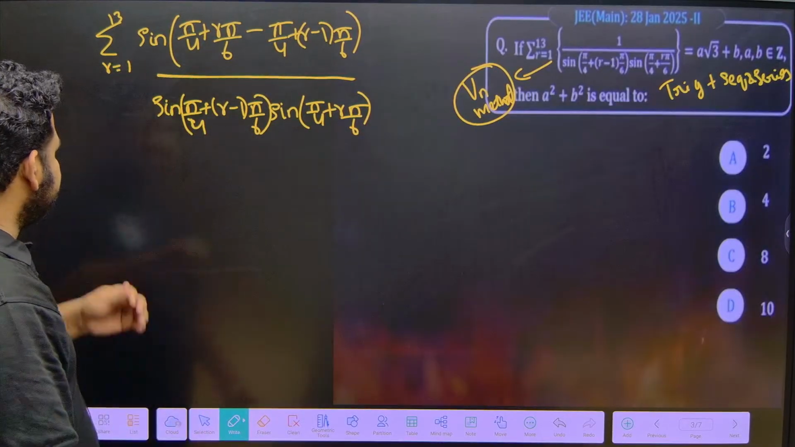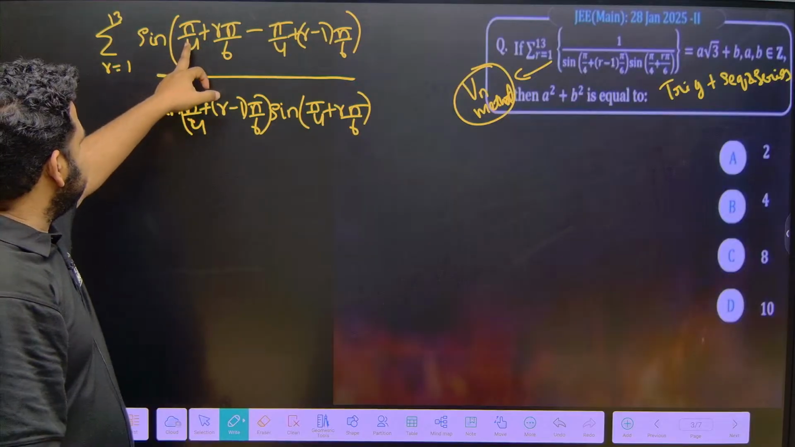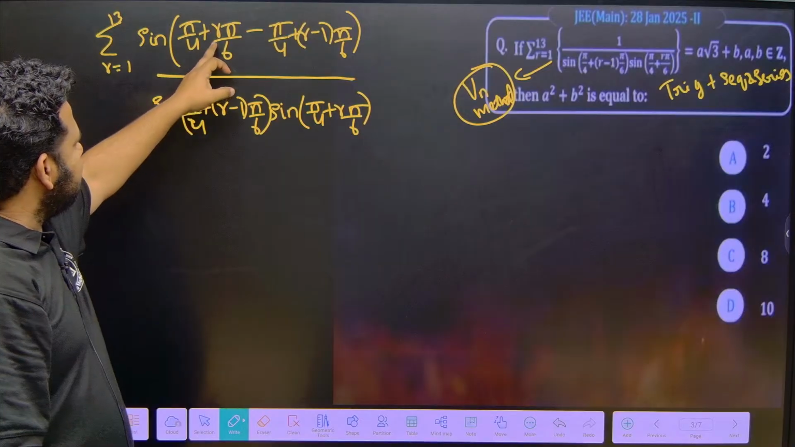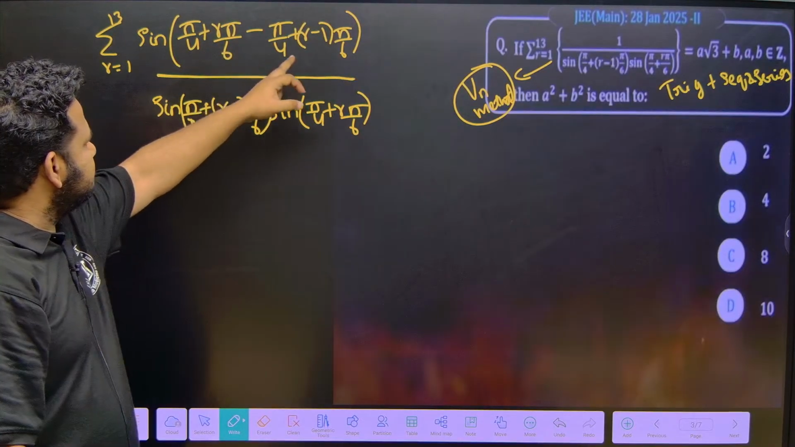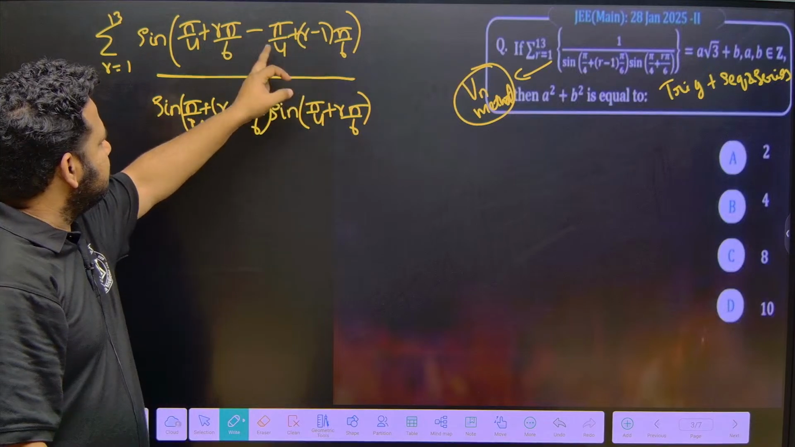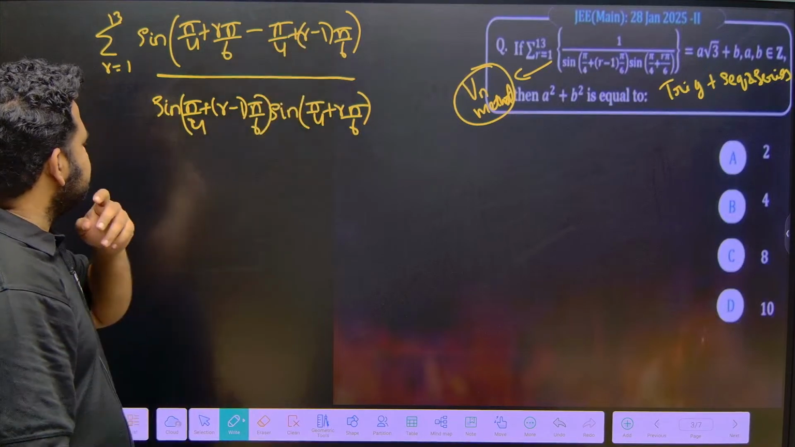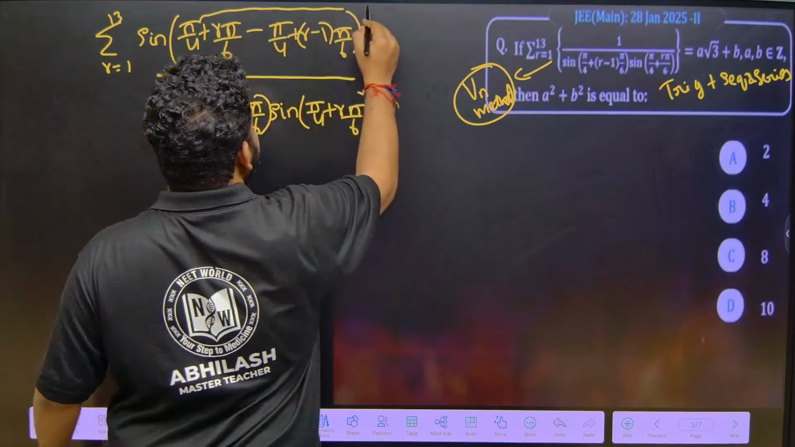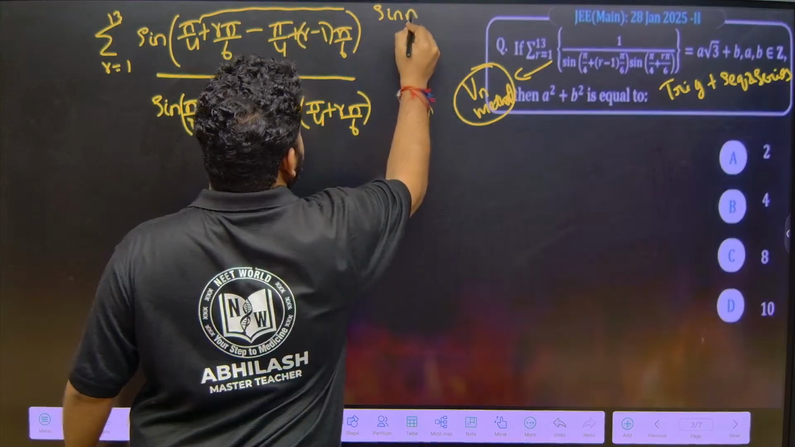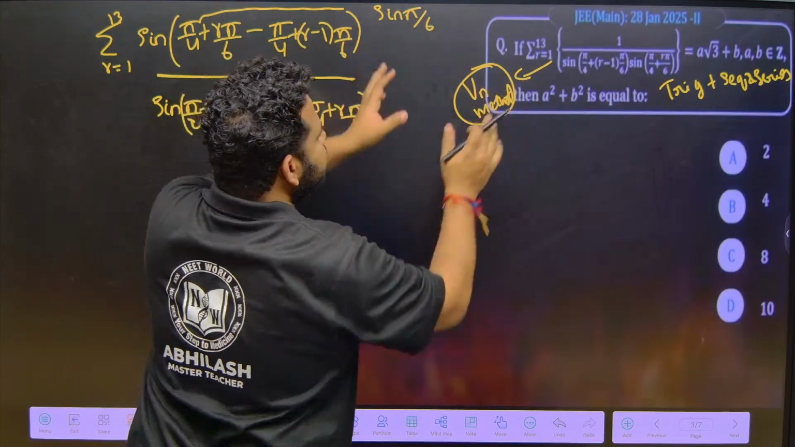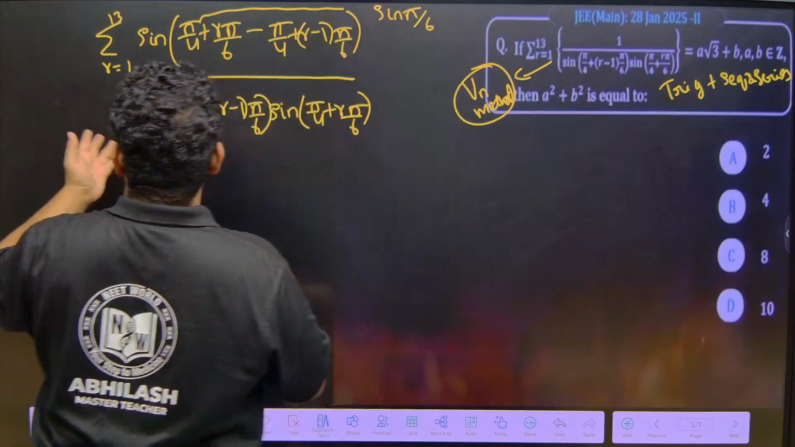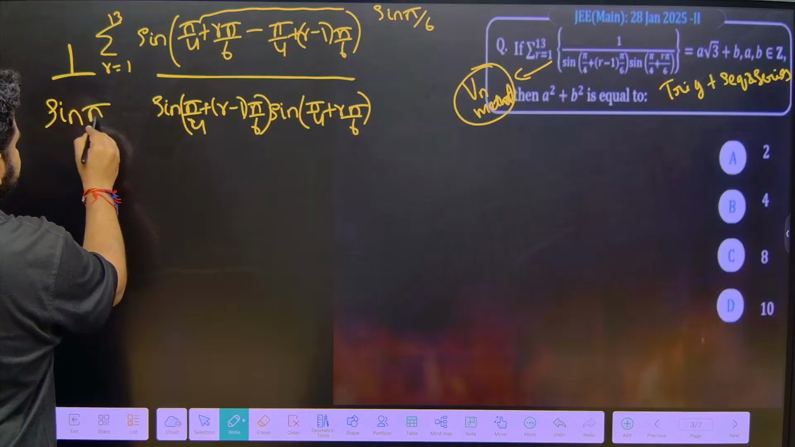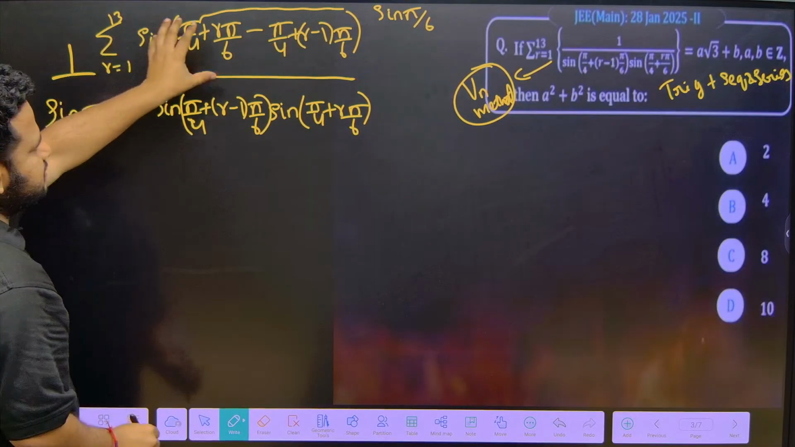Now see here, friends, on comparing this, pi by 4 will get cancelled. I will get r pi by 6 minus r minus 1 pi by 6. On cancelling, I will be left with sin pi by 6. But I want the numerator to be 1, and I am getting sin pi by 6. So what should I do? Let me divide by sin pi by 6, and this will be sorted.